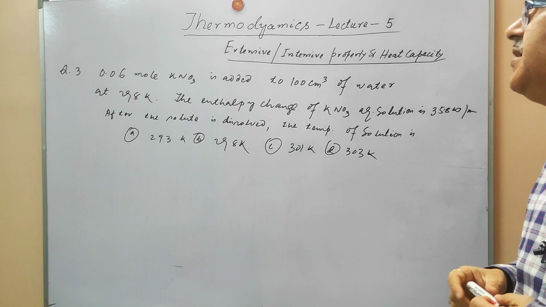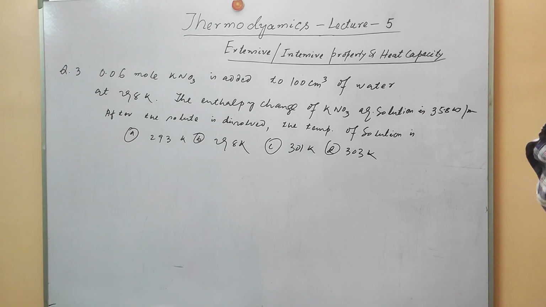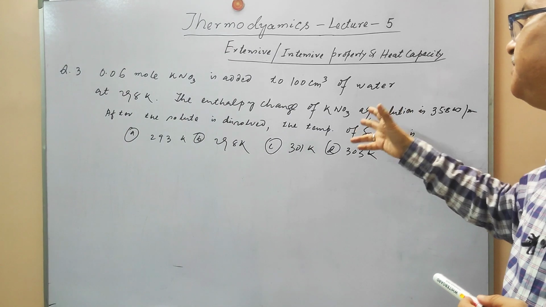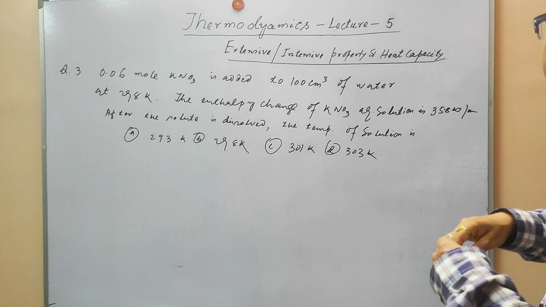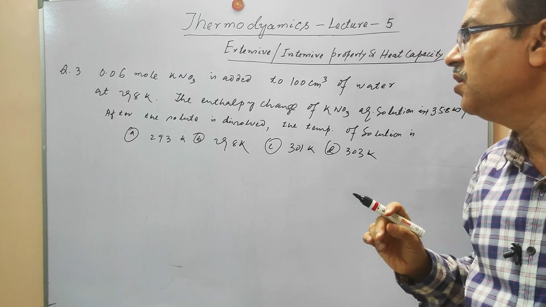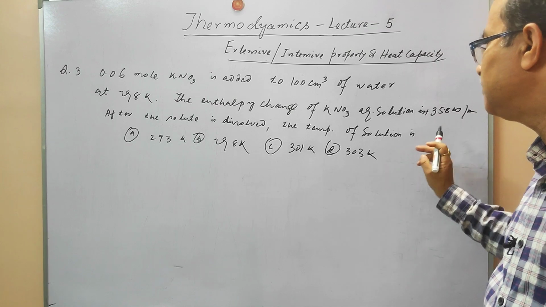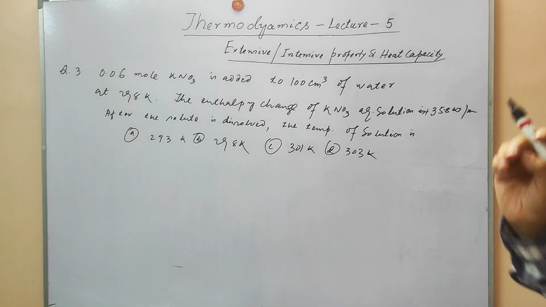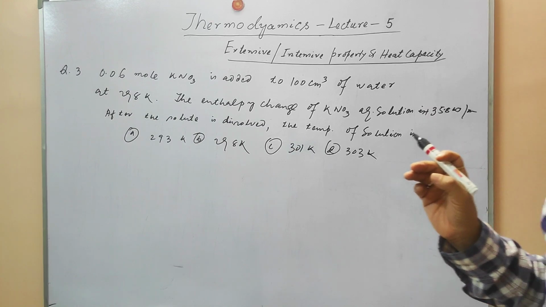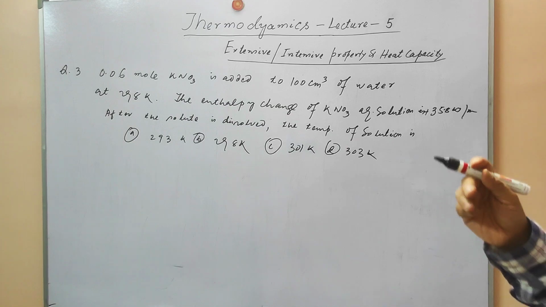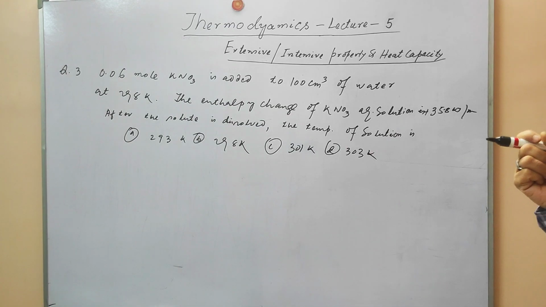Very good question. You can see that 0.06 mole of KNO3 is added in 1 centimeter cube of water at 298 Kelvin. The enthalpy change of the KNO3 aqueous solution is plus 35.8 kilojoule per mole. And after the solute is dissolved, the temperature of the solution, first you have to see whether the temperature will increase or decrease. If it is an exothermic reaction, then it will increase. If it is an endothermic reaction, it will decrease.